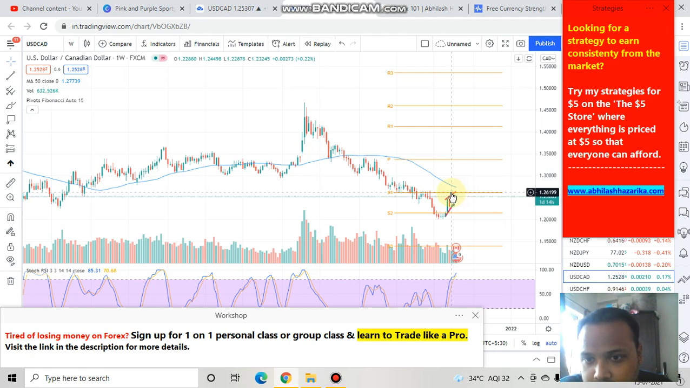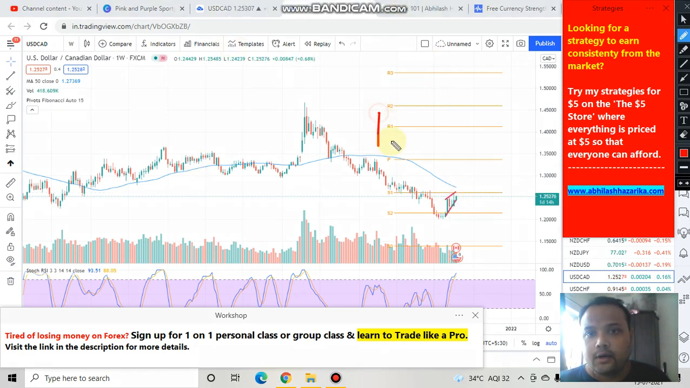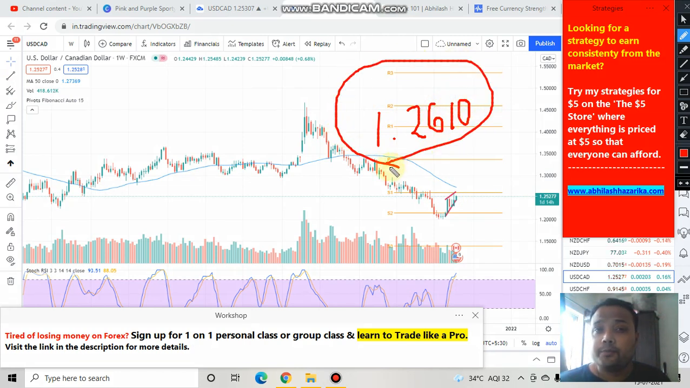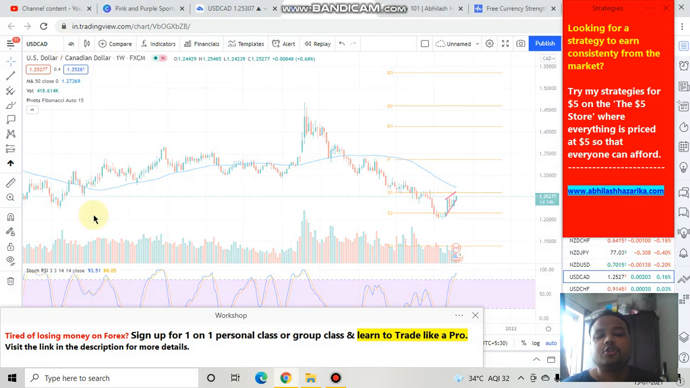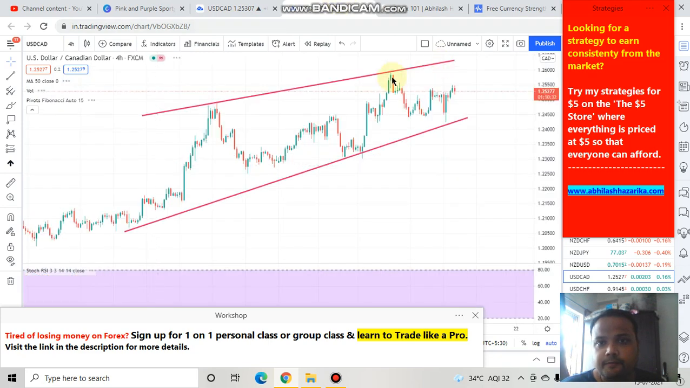And the level is 1.2610. So 1.2610 is a crucial resistance for the market. Therefore, we have a trend line which is acting as support for the market, and we have a resistance from the weekly chart which will be a crucial resistance for the market. Therefore, though this market is in an uptrend, we may get a sweet opportunity to short the market at this level.